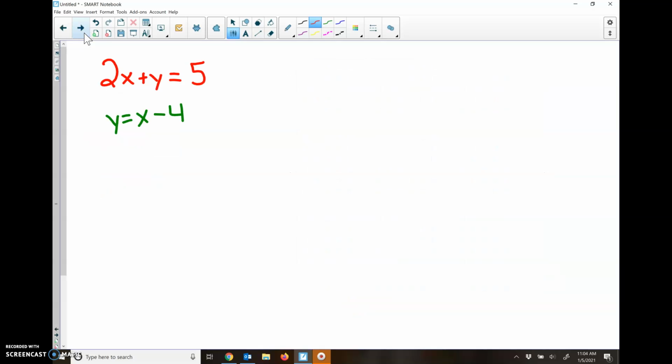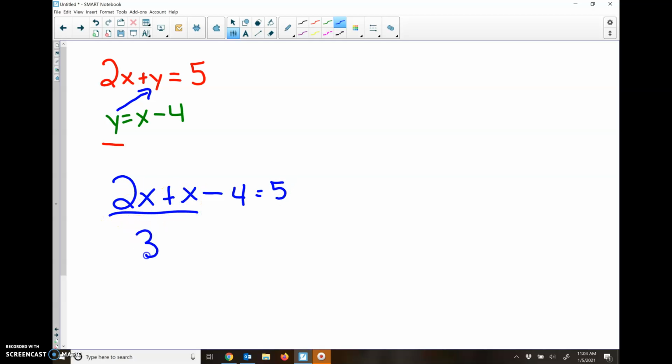Next, here's one about substitution. So substitution, remember, we like it when it says x equals or y equals like this one does. So I'm going to take that y equals x minus 4, and I'm going to substitute it in for that y right there. So instead of writing 2x plus y, I know that y is the same thing as x minus 4. So I'm going to put in x minus 4. Then I got some cleaning up to do. I can combine some like terms. 2x and x give us 3x. And now I have 3x minus 4.